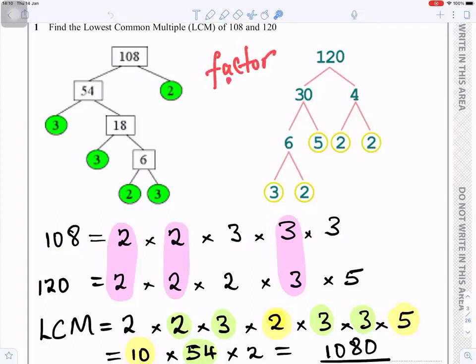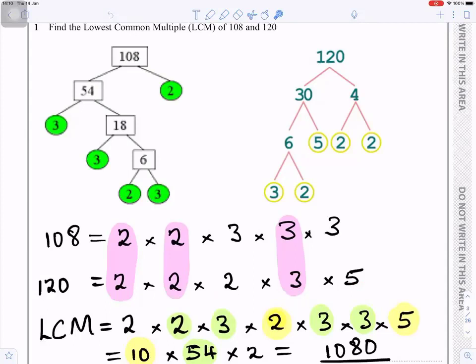A factor tree for 120. So 120 is the same as 30 times 4. And we can break down 30 as 6 times 5. The 5 is a prime number, and we can break 6 as 3 times 2. So we can write 120 as 2 times 2 times 2 times 3 times 5.